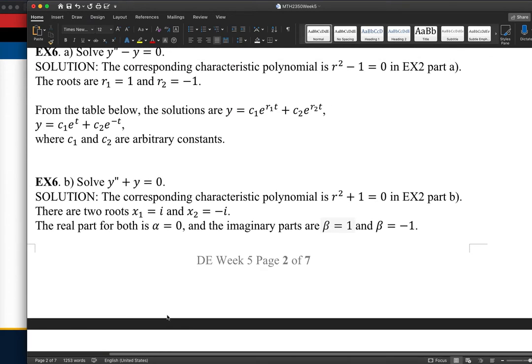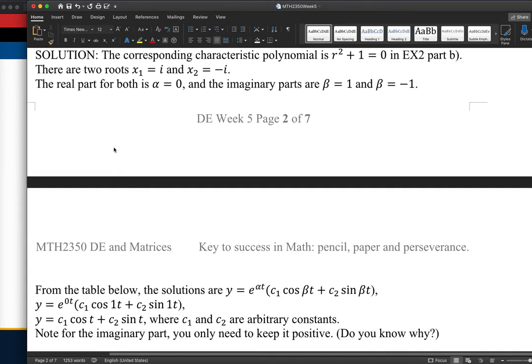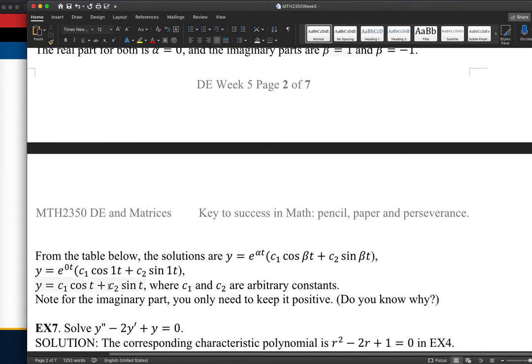Two similar problems, but the solutions of these two look-alike problems are totally different: a linear combination of two exponential functions, and a linear combination of two trigonometric functions.